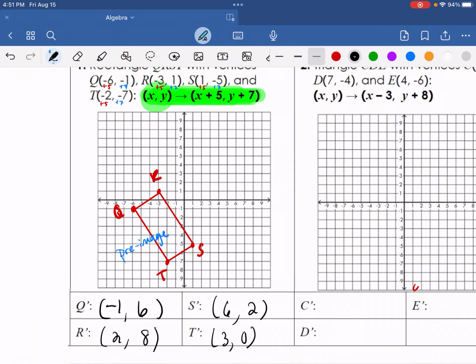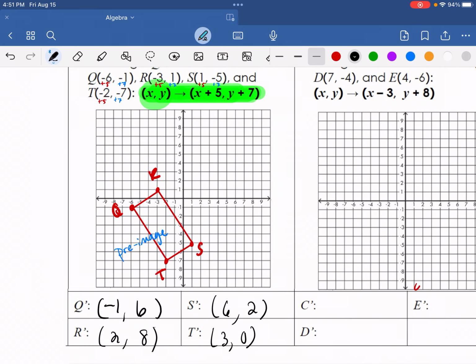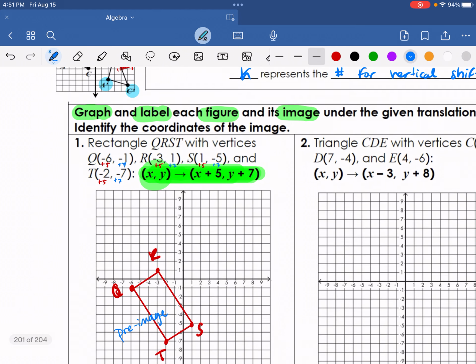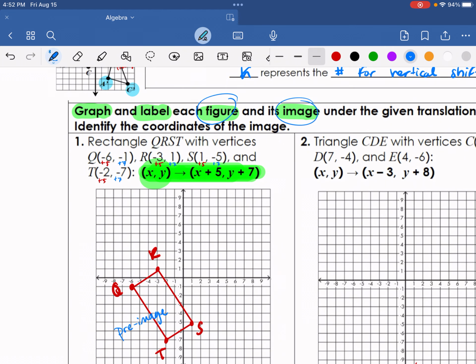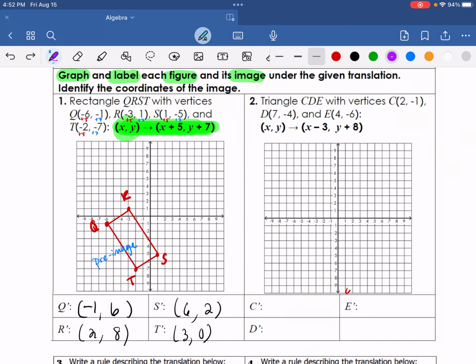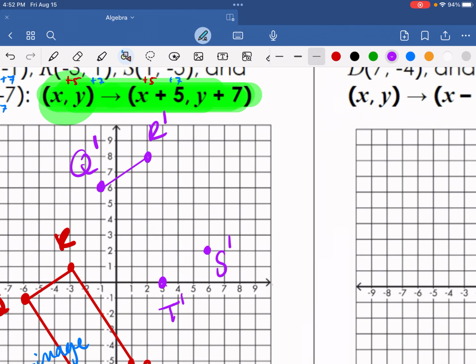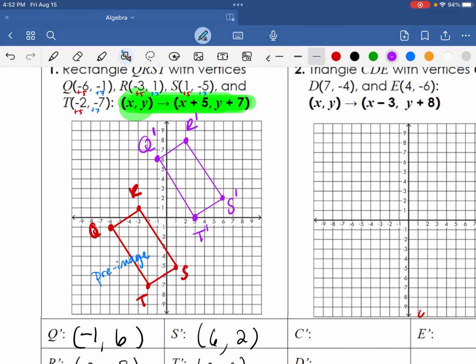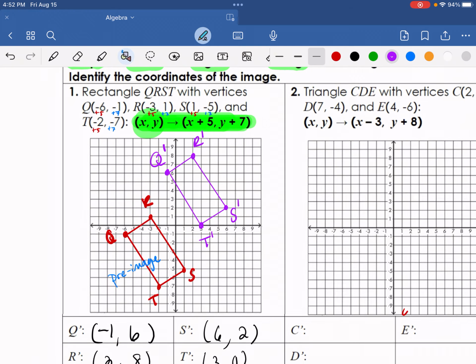Now that I have my Q prime, S prime, R prime, and T prime, now I can draw them because the direction said to draw the figure and the image. That means both. So I'm going to draw them in purple. -1, 6, label Q prime. 6, 2, S prime. 2, 8, R prime. And T is 3, 0, T prime. Connect it so it looks like a rectangle. Your shapes should look the same. So you can tell how they pretty much look the same. It just went to a new spot.